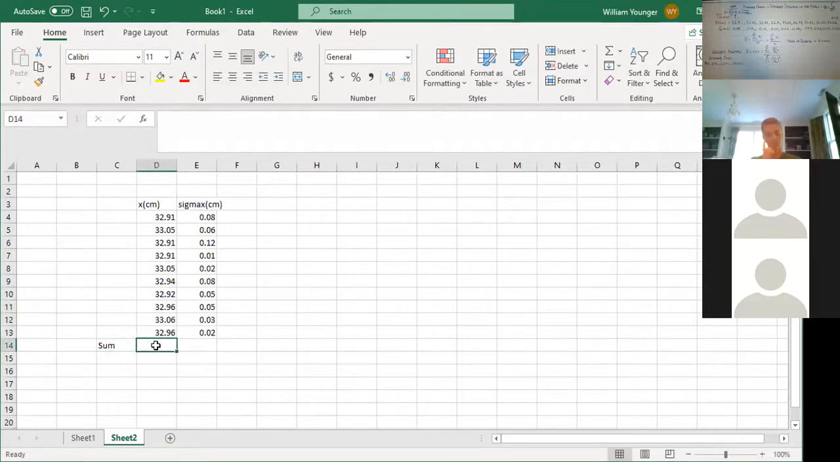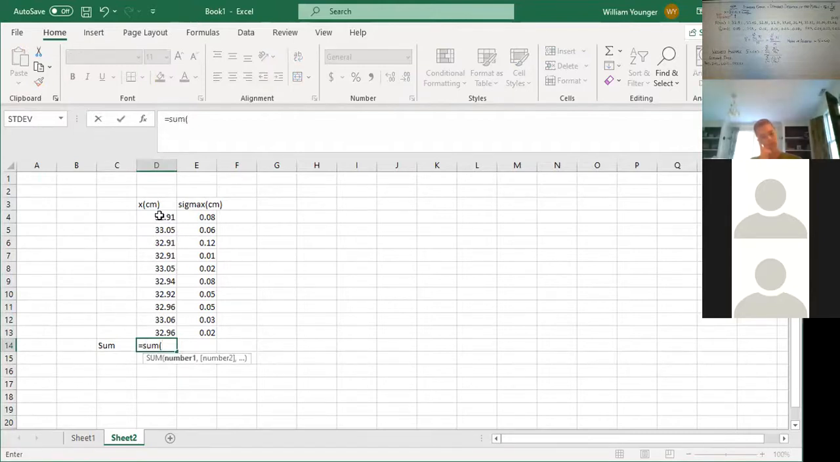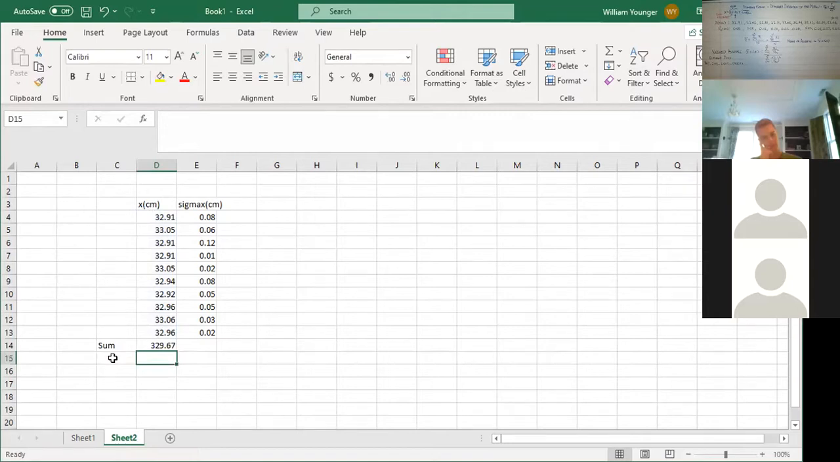Okay. And then I'm going to say equals sum. And I'll do D4 colon D13. I could have typed it that way, but I just highlighted it instead. And that gives me the sum of all those.